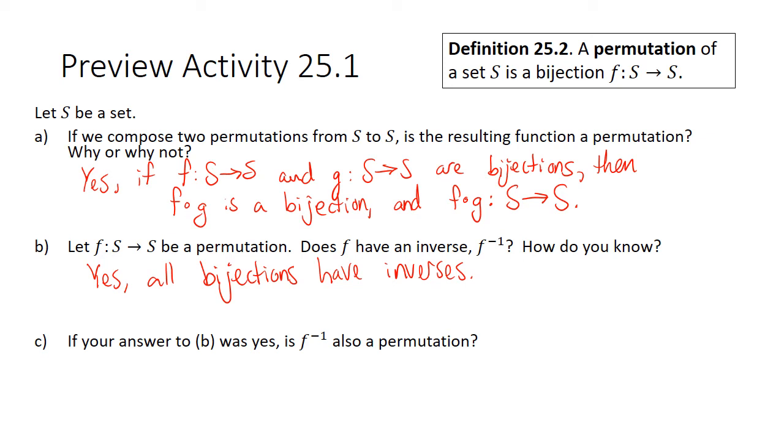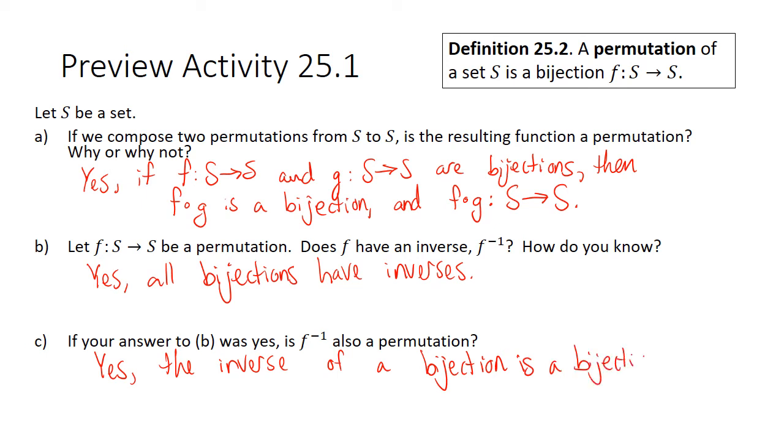And then part C, if your answer to B was yes, is F inverse also a permutation? Again, I'm just referring to the material in Appendix A. Yes, the inverse of a bijection is a bijection. And if F goes from S to S, then F inverse also maps from S to S. Okay, so that's that.